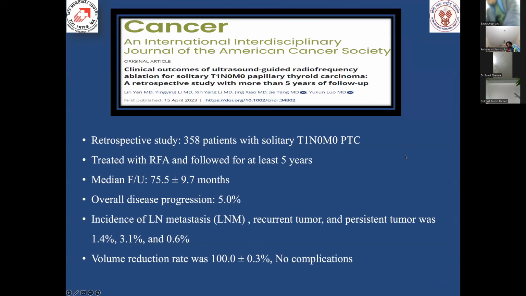Another paper which was published last year again had a follow-up of 5 years. They evaluated 358 patients, and in the period of 5 years, the overall disease progression was 5%. The incidence of lymph node metastasis in these 5 years was just 1.4%. Recurrence was around 3%, and persistent tumor was less than 1%. So in their series, they did not have any complication.